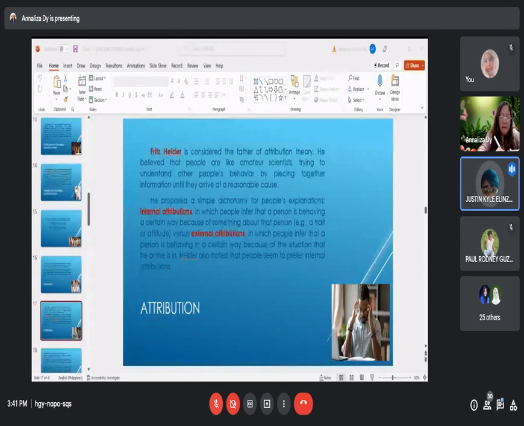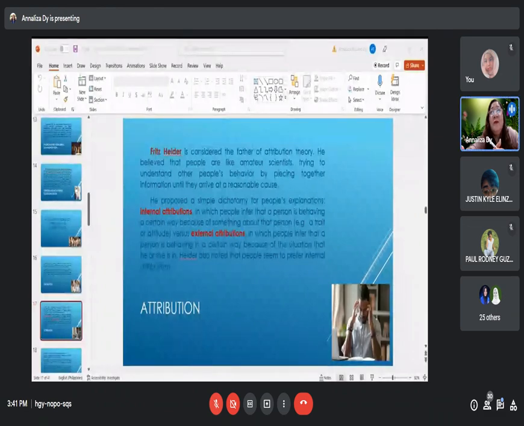Pwede rin ma'am 'pag ni-blackmail ka ng isang tao tapos napatay mo na lang talaga. External yun ma'am, o hindi yun? So, external, probably, pwede rin siya that again you were incited to perpetrate the crime. Kasi there are people who are antagonistic of you. Was that what you meant, Justin? Yes ma'am. Okay, okay. So I hope by this time it's clear to us the attribution theory.